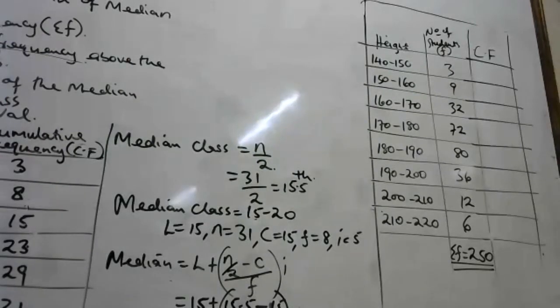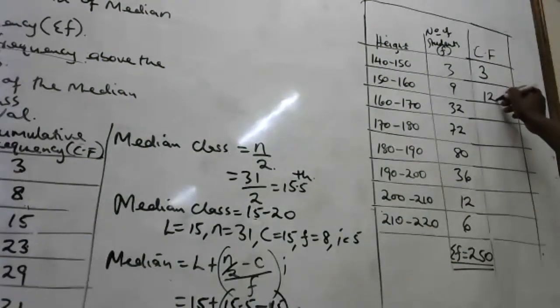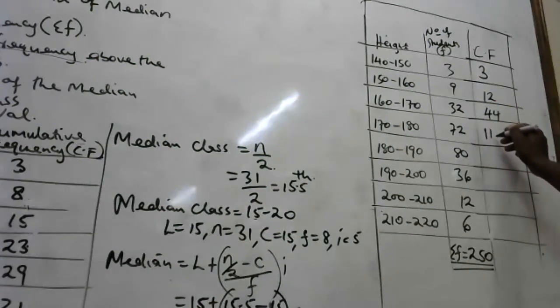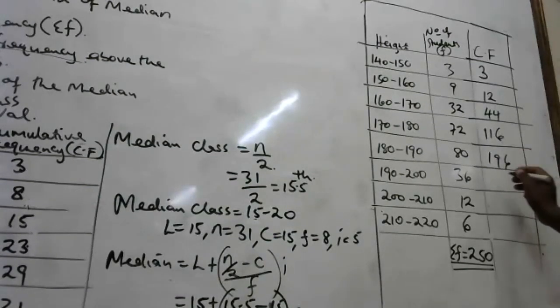We go to that question. The procedure remains the same as I said. You cannot get the median before you have your cumulative frequency column. So the cumulative frequency starts with the first frequency, 3 plus 9 is 12, plus this one will be 44, plus this one, 116, plus this one is going to be 196, plus that one is 2 plus 30.